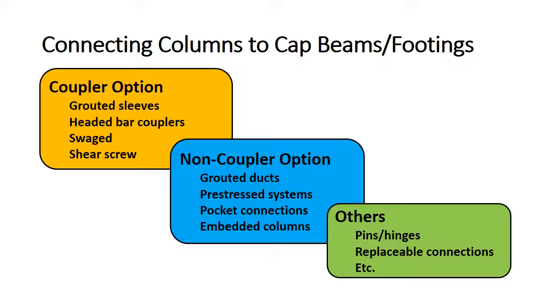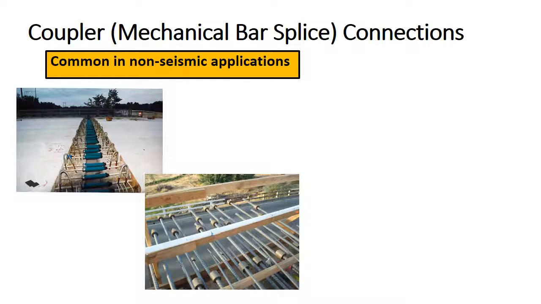Let me go back to different types of connections. We might place these connections into three different categories. One would use couplers, another group would use no couplers at all, and there are other types that would not necessarily fit into the other two categories. I'm going to briefly discuss these connections. Let's start with couplers, also known as mechanical bar splices.